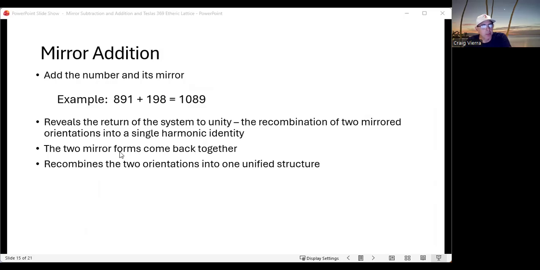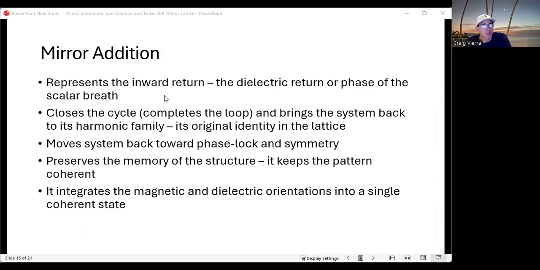Another way to put it, these are two mirror forms. You're putting them back together into one unified structure. So this represents the inward return, the dielectric return, or this part of the scalar breath, the return. I talked about this quite a bit in the book. I talked about the exhale, which is magnetic and expansion, and this is dealing with the dielectric return.